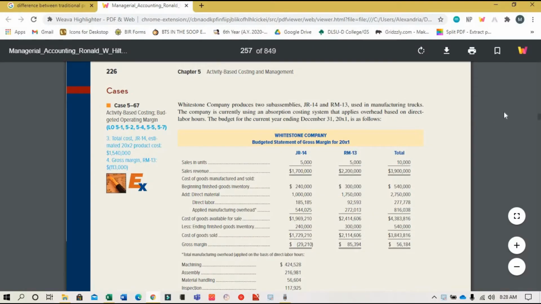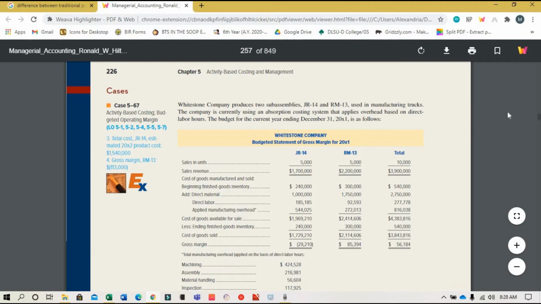Okay, so for today, we're going to answer case 5-67, which is about activity-based costing, budgeted operating margin. So let me read the problem to you. Whitestone Company produces two sub-assemblies, JR14 and RM13, used in manufacturing trucks. The company is currently using an absorption costing system that applies overhead based on direct labor hours. The budget for the current year ending December 31, 20x1 is as follows.